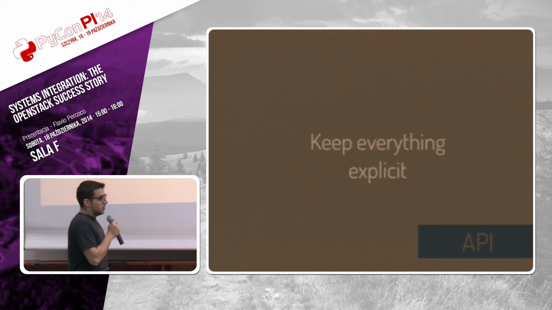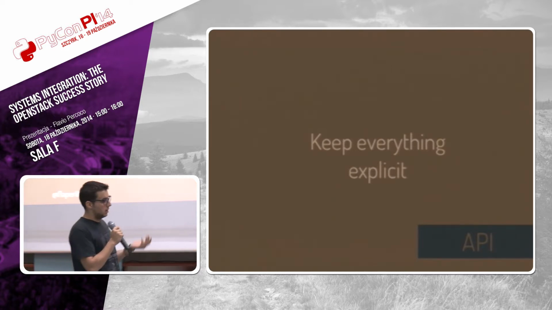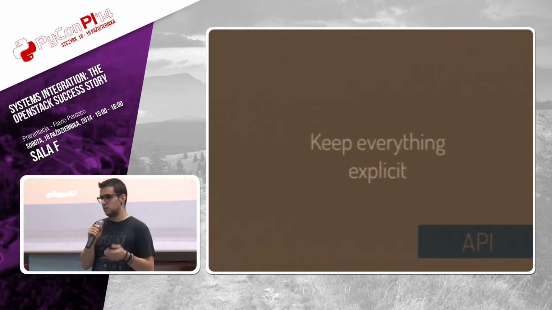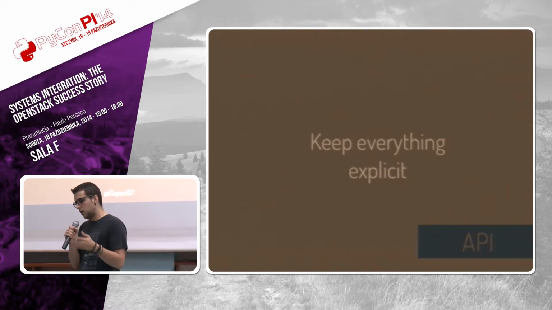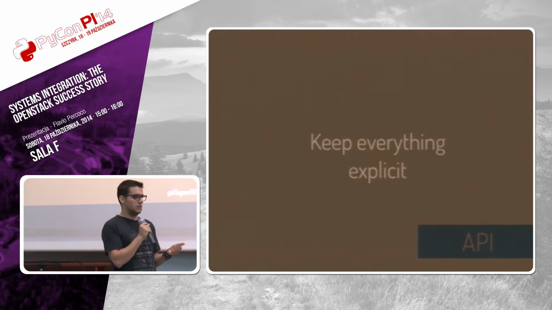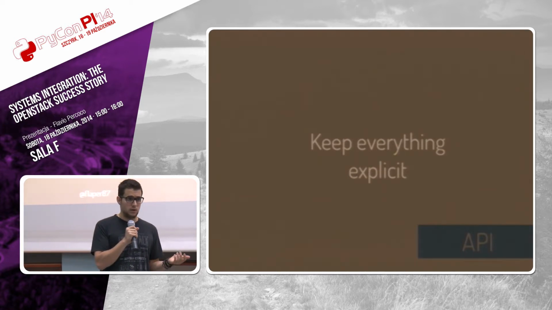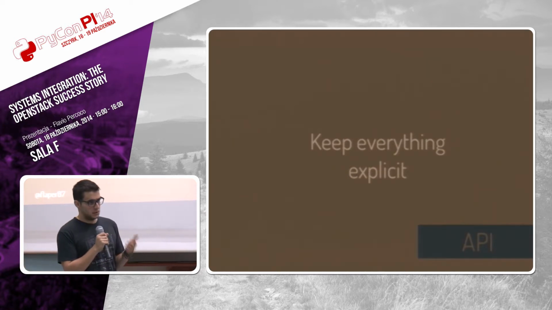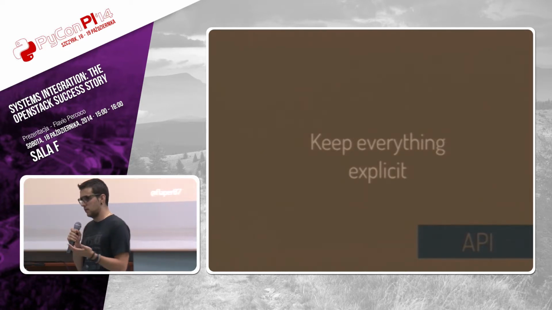Keep everything explicit, just like we like in Python. You should keep everything explicit when it comes to system integration. So Jeff Hodge, I don't know if you guys know this guy. He works for Twitter, and he said in one of his talks about integrated systems and the things they do at Twitter, that when it comes to system integration, having implicit things is the best way to screw yourself.